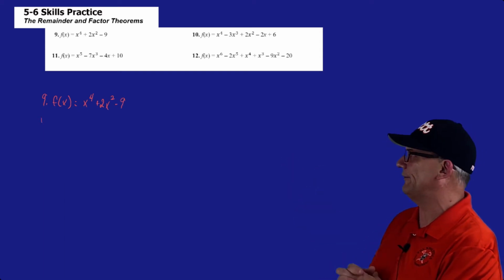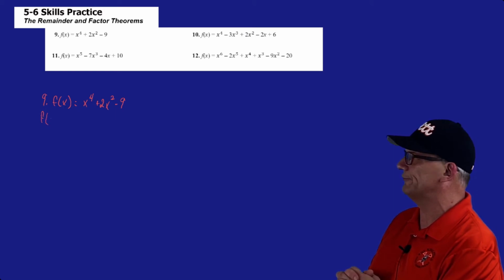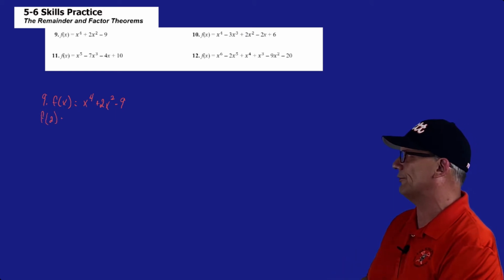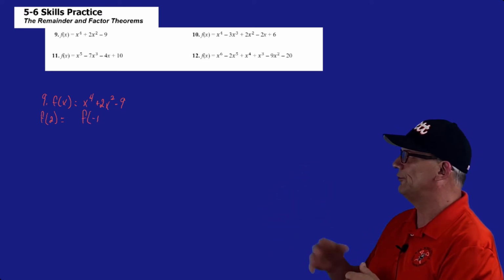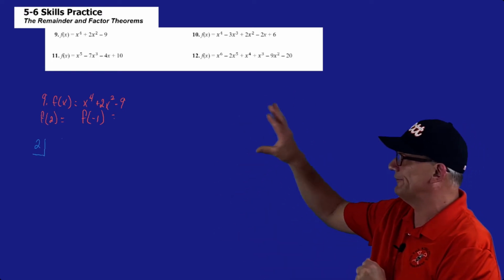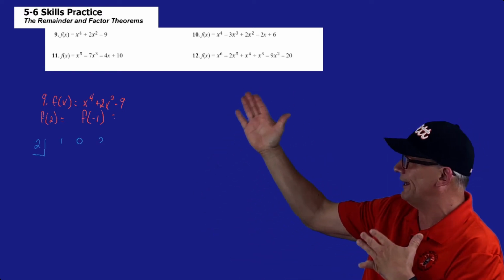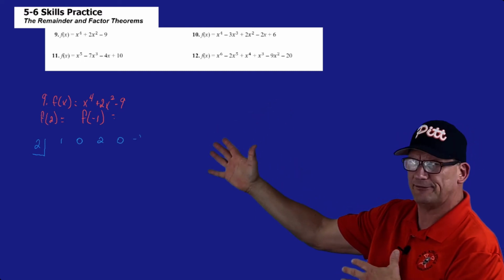Well, we know we're going to use f of 2 and f of negative 1 still. Those are what they want us to evaluate it for. But what are the coefficients here? So 1, 2, and negative 9, right? So there you go. Now here's the difference. You see how the x cubed is missing and the x is missing?